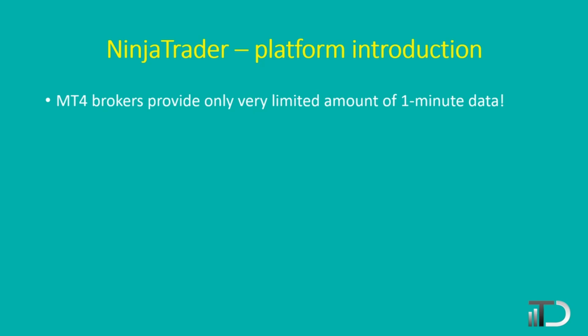And we don't have this problem with NinjaTrader. You can load how much data you want, how detailed data you want. It doesn't really matter how many years in history you want to go. You still can load any amount of data and any resolution of the data. And this is a great advantage over the MetaTrader 4 platform.